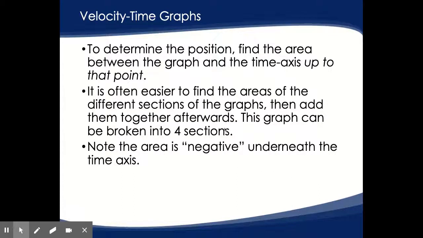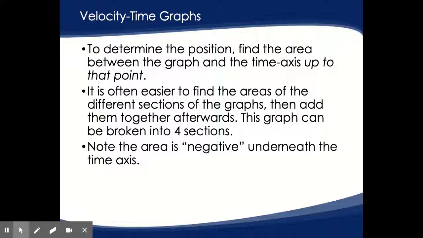So to determine the position, I'll wrap up here, you're going to find the area between the graph and the time axis up to that point. So you're basically finding the area under the graph to determine the displacement or the position. It's usually easier to find the areas of different sections of the graph and then add them together afterwards.